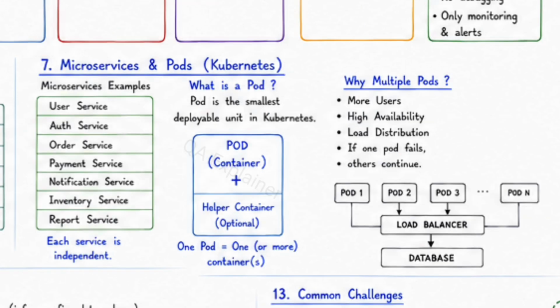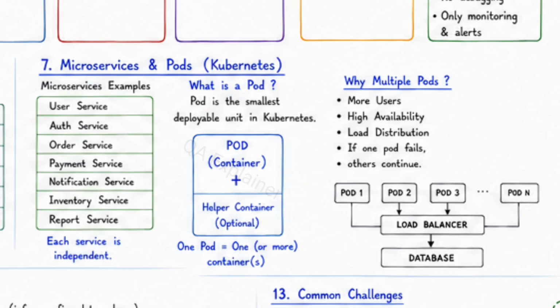Then we have microservices and pods. This is pretty common nowadays. Microservice examples are user service, authentication service, order service, payment service, notification service, inventory service, and report service. Every service is handled by a microservice. And a pod is the smallest deployment unit in Kubernetes. You can say a pod is like a container, and that container handles one proper service in one pod.